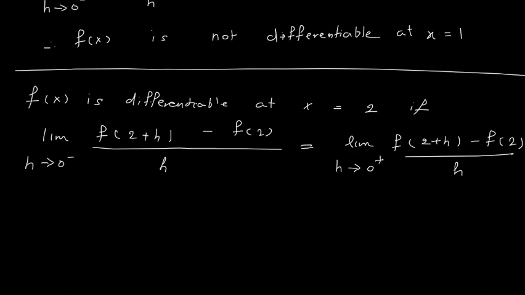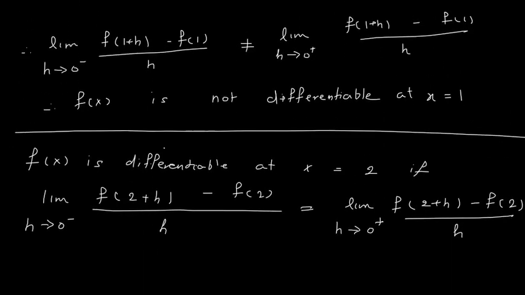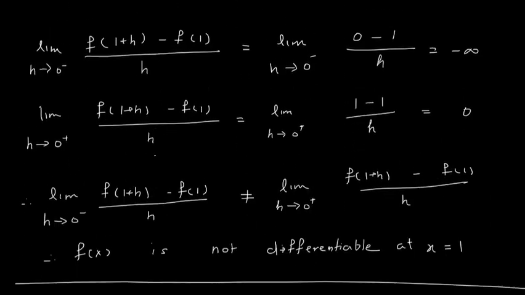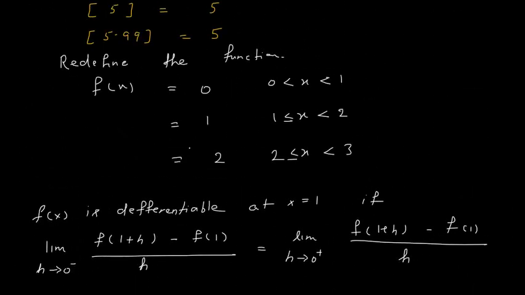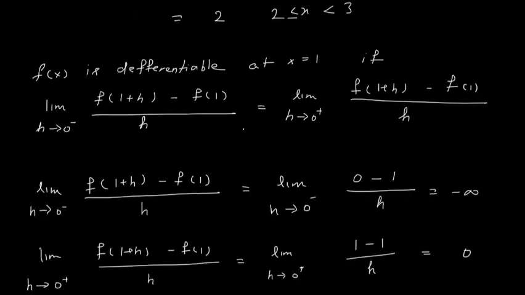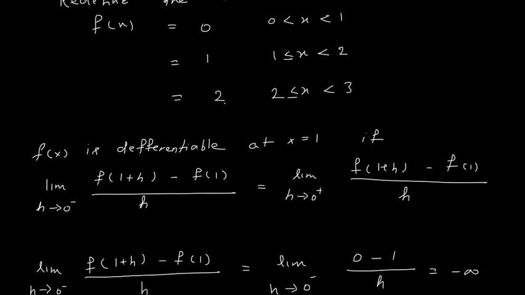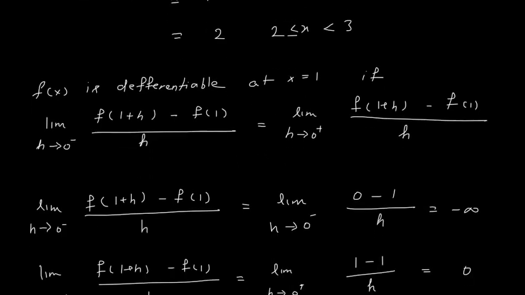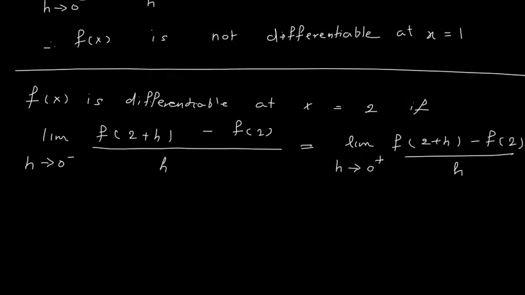Now when you take 2 plus h and h is less than 0, you are going to use the value 1, and for f(2) you are going to use the value 2. So 1 minus 2 upon h, minus 1 upon h. You will get minus 1 upon h as minus infinity, and in the second case you will get 0 upon h, which is 0. So again, at x equals 2 also you can prove that it is not differentiable. So this covers your exercise number 5.2.